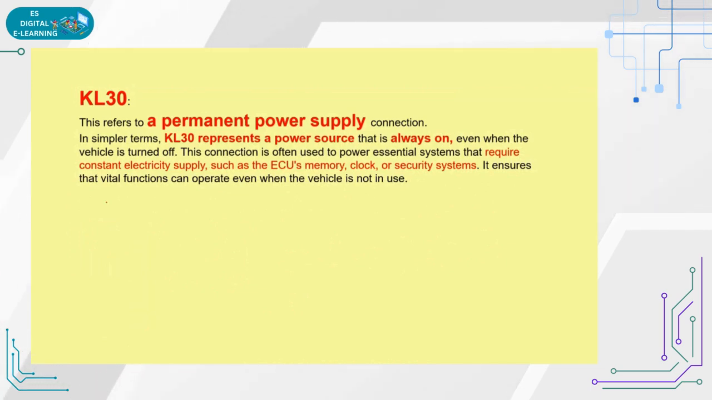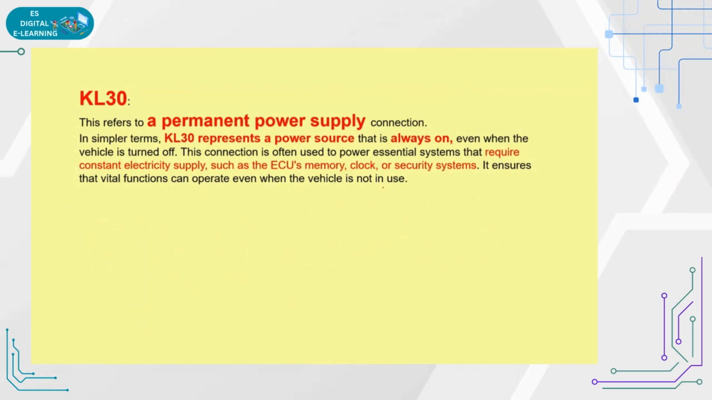So you write down: KL30 refers to the permanent power supply connection. In simple terms, KL30 represents a power source that is always on, even when the vehicle is off. This connection is often used to power essential systems that require constant electricity supply, such as ECU memory, clock, and security system. It ensures that vital functions can operate even when the vehicle is not used.